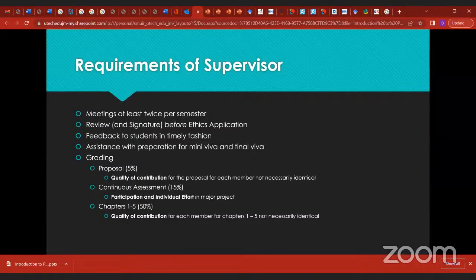Just a reminder of the overall grade, which is really the only thing that is pressing right now. Your proposal is 5% of your overall project mark. There's a content assessment for 15%. Chapters 1 to 5 are 50%, and the Viva grades together are 30%. That's the grading scheme. We actually only have a grading scheme for the Viva. We don't have a grading scheme written down for chapters 1 to 5.